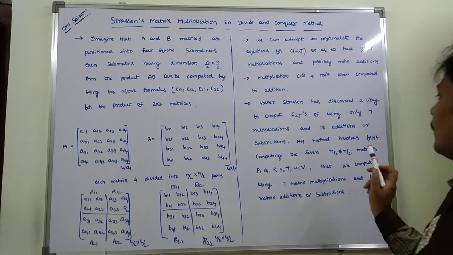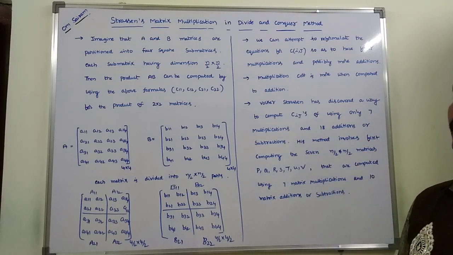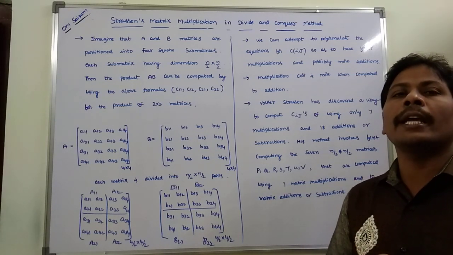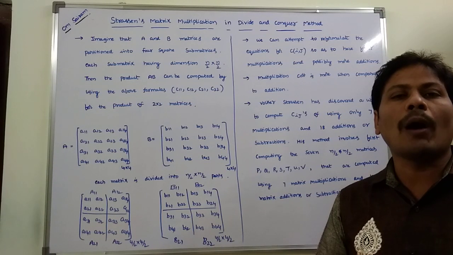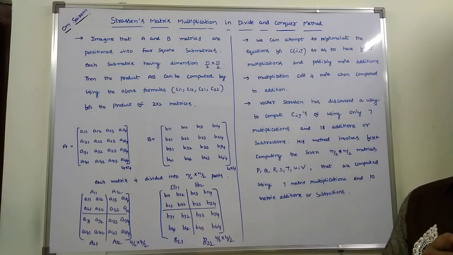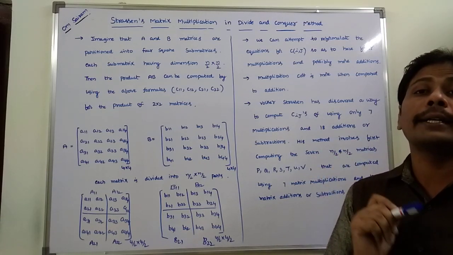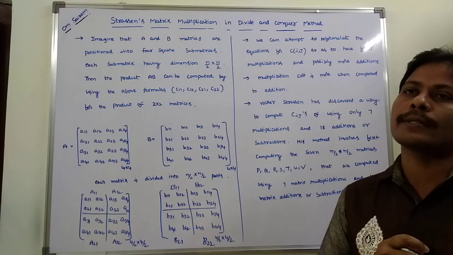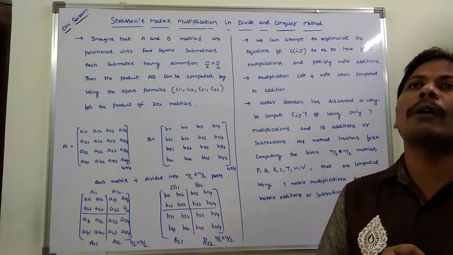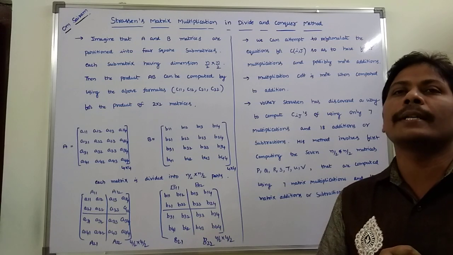So here, 7 multiplications and 18 additions or subtractions. In this one, first we have to calculate 7 equations, that is P, Q, R, S, T, U, V. In these equations, there are 7 multiplications and 10 additions or subtractions. By using these 7 equations, we have to formulate C11, C12, C21 and C22.